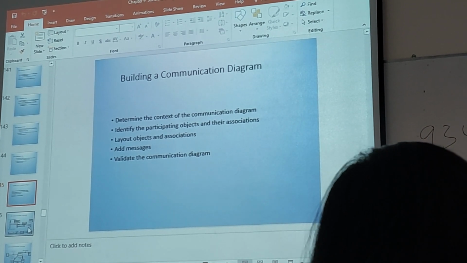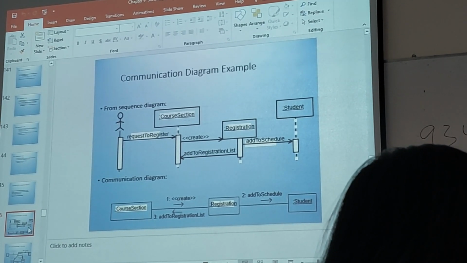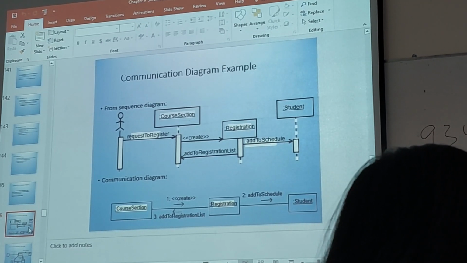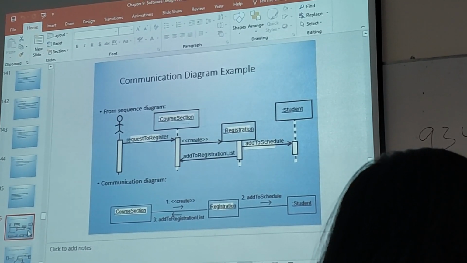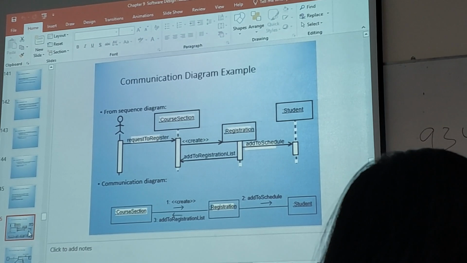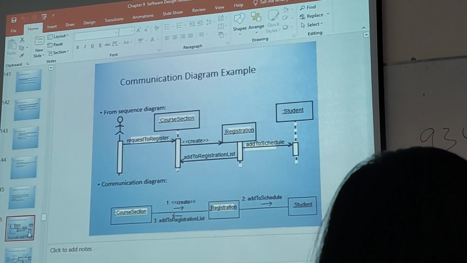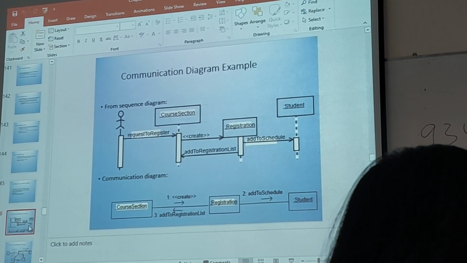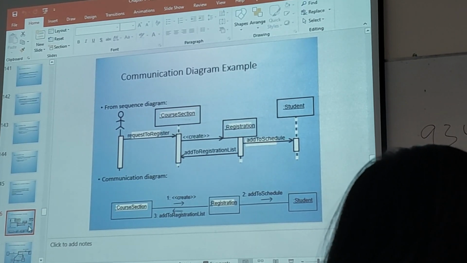Okay, how to build a communication diagram? This is an example of a communication diagram. The upper one is the sequence diagram. The bottom one is the communication diagram. Can you see that? It shows the objects, the actor is not counted. Understand? This actor symbol is not counted as an object here. If your symbol is a rectangle actor, then it should be counted. So course section, registration, and student.